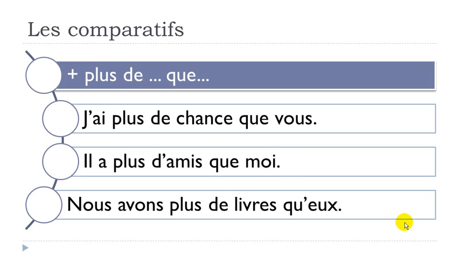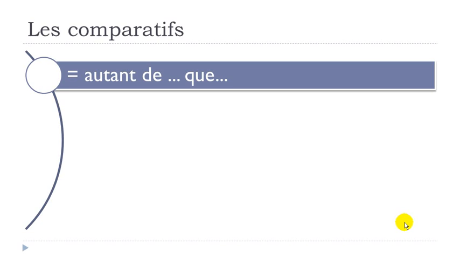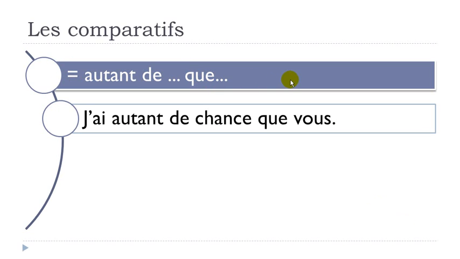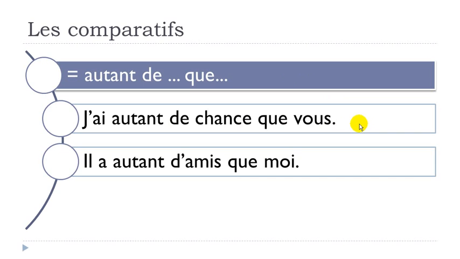So let's see now if you want to say as. If you want to compare, it would be autant de followed by the noun, then que, than, and you continue your structure. J'ai autant de chance que vous. I kept exactly the same sentences just to make it more clear. Il a autant d'amis que moi.